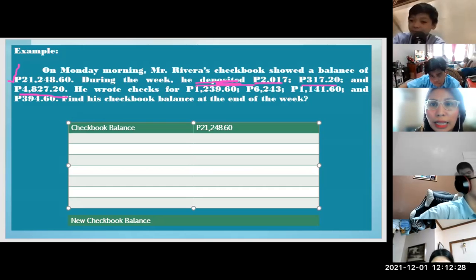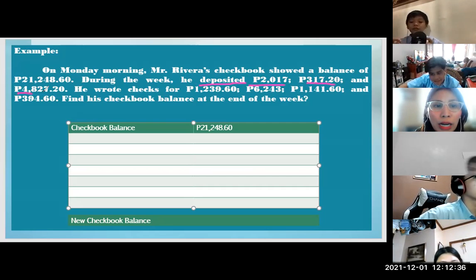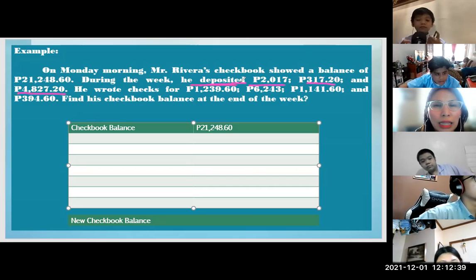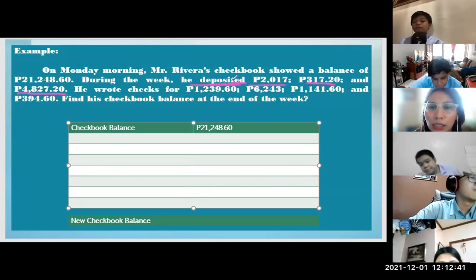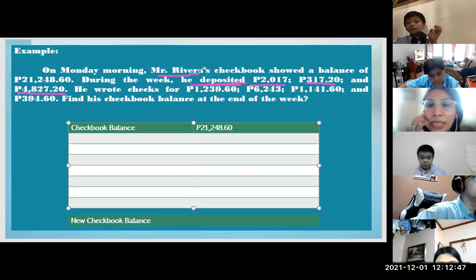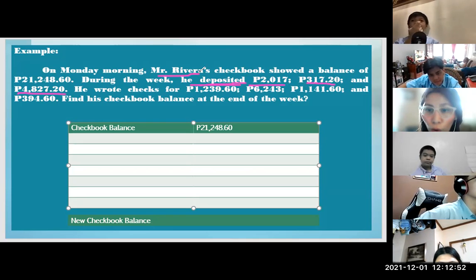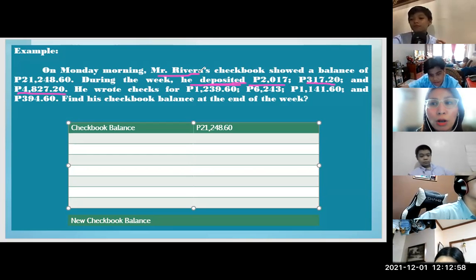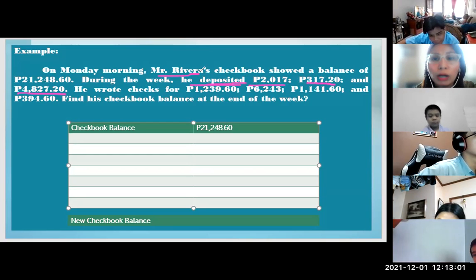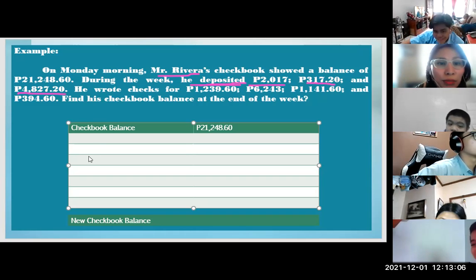Sige po. So, it's like this. It says he deposited, so these are 2,000, 300, and 4,000. When we say deposited, Mr. Rivera deposited these amounts, our money will increase. Okay, correct. Therefore, when we say deposited, it's an addition to our money, to our fund. Okay, therefore, we need to add.